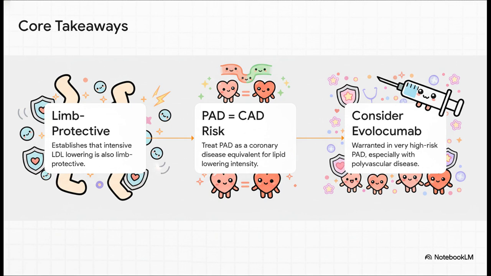Number 2, this means we must treat symptomatic PAD as a coronary disease risk equivalent. It deserves the same intensity of lipid-lowering therapy. And number 3, this warrants serious consideration of evolocumab in our highest risk patients. I'm talking about those with polyvascular disease or those who keep having events despite everything else we're doing.